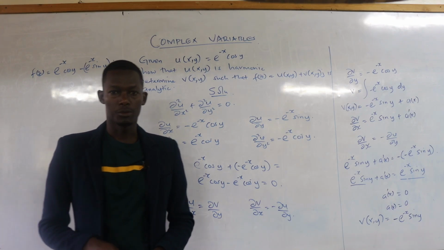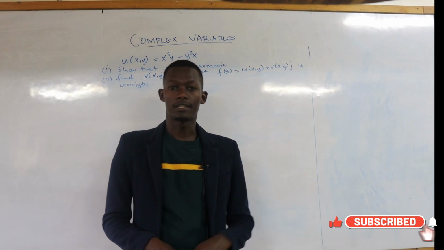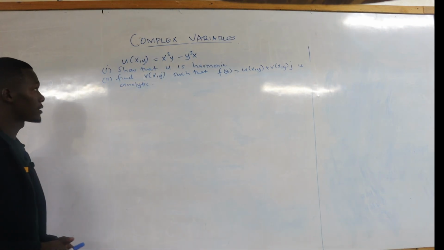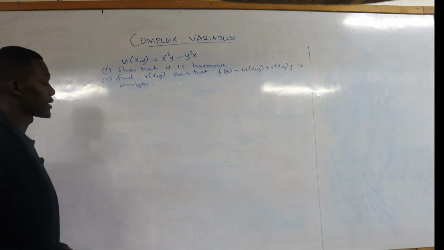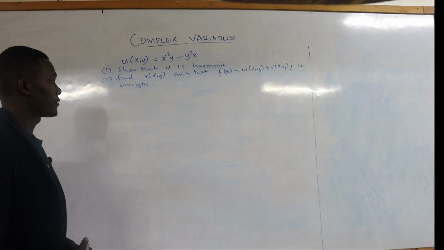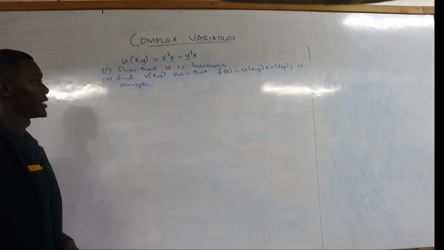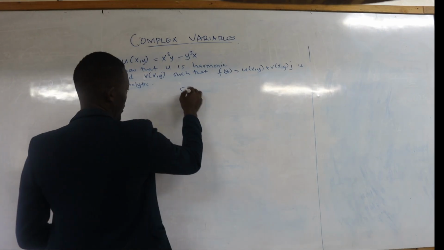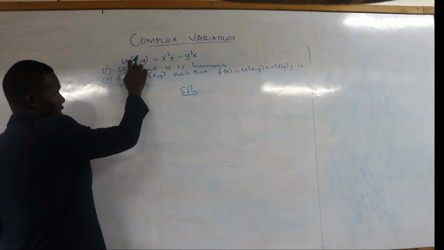Let's check a second example. Now we check a second example on complex variables, on harmonic and analytic functions. Now our example 2, we checked example 1, kindly check on that. Example 2 says we have a function u, which is a real part of a complex function. So you show that that function is harmonic, then you find the complex conjugate such that the whole function is analytic.